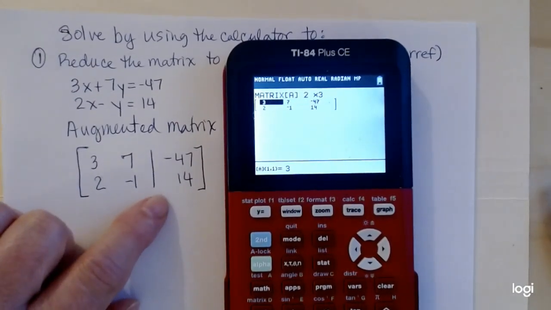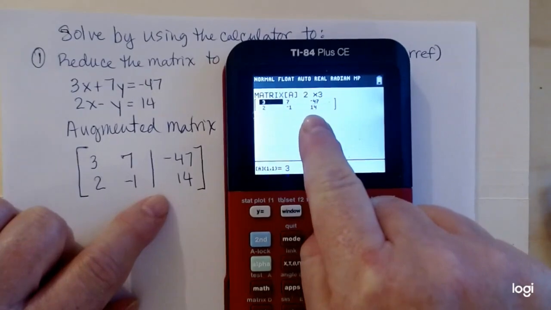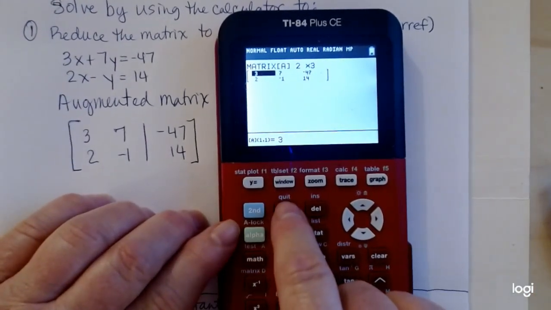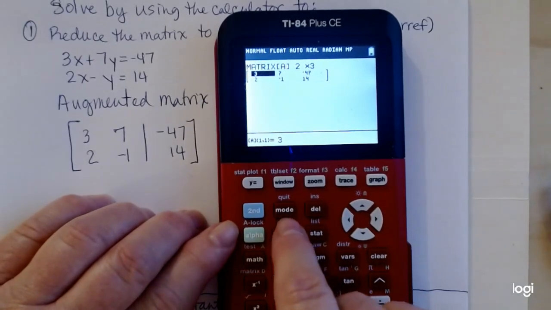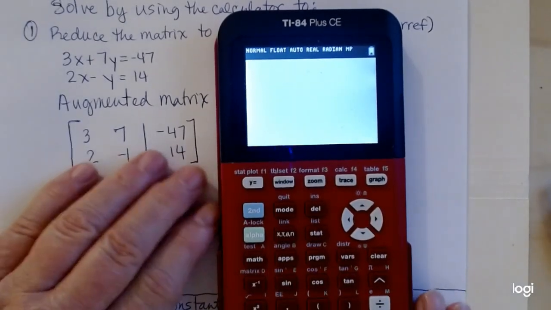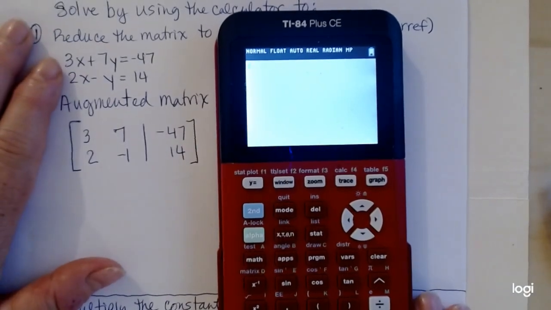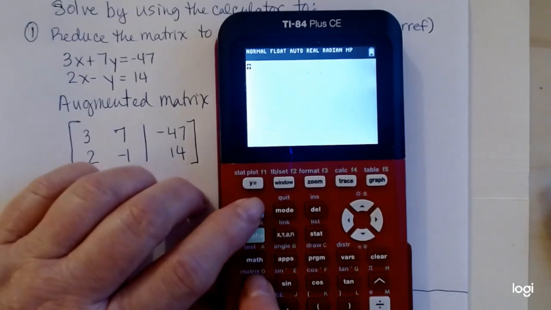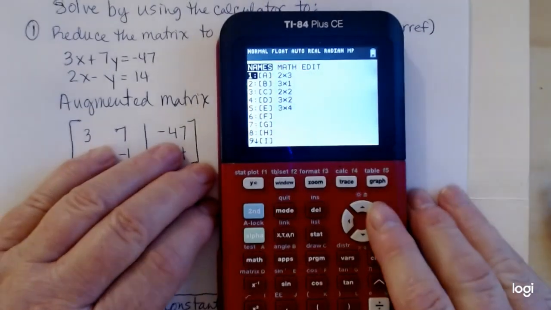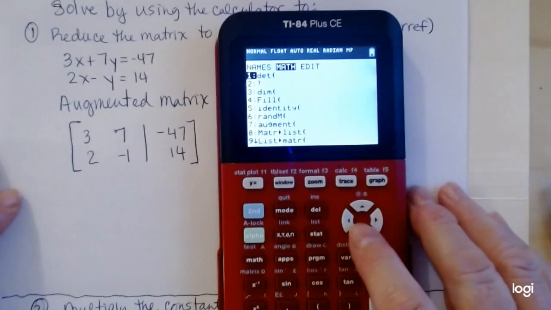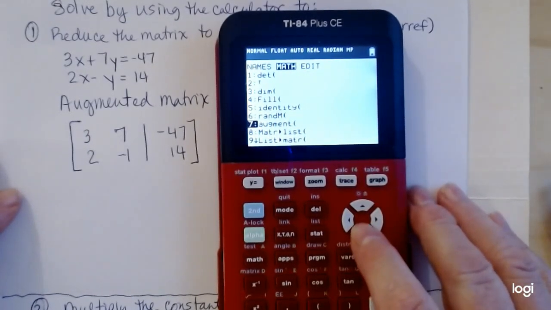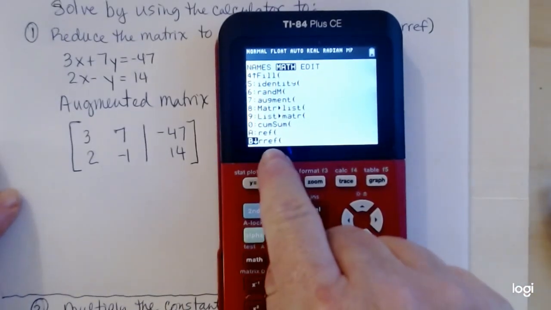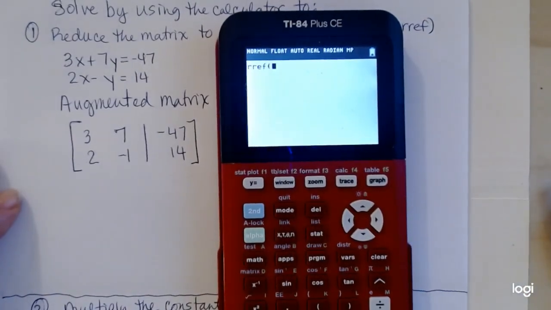Now I have these numbers in my augmented matrix, and to get out of this screen I'm going to quit, which is the function right above the mode button. So I do second quit. I don't want to clear the matrix, I just want to get out of that screen. And now I'm going to go back to my matrix menu, so second matrix, and now I want to do math, and I'm going to go down the list until I see RREF. And there's REF, and this is RREF. So I'm going to choose that.